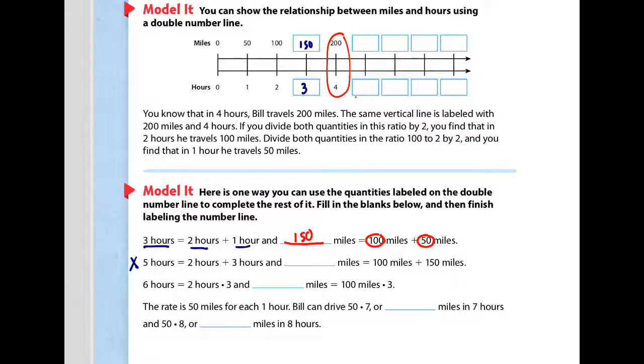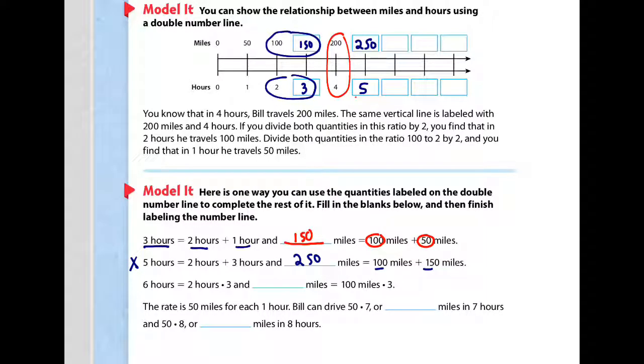Okay, let's see how you did. So, 5 hours is 2 hours plus 3 hours, and 250 miles is 100 miles plus 150 miles. So let's go up to the top. Remember, 2 hours plus 3 hours gets us 5 hours. 100 plus 150 gets us 250 miles. So that should be the ratio, this one right here that you have filled in. So if you have that wrong, make sure you fix it.